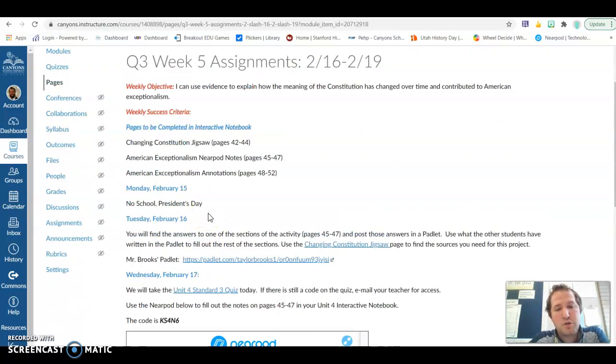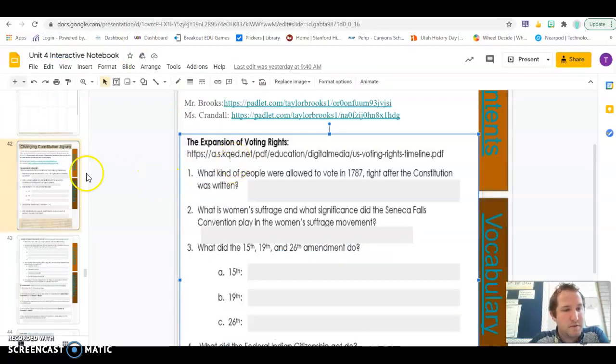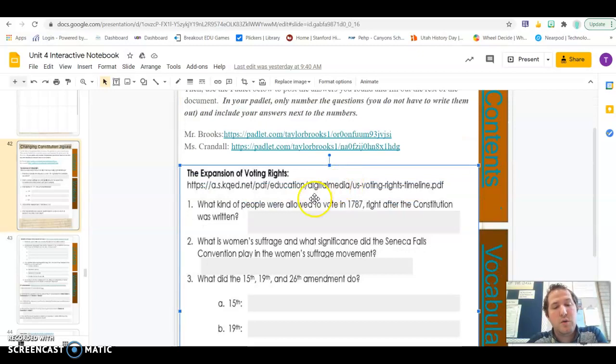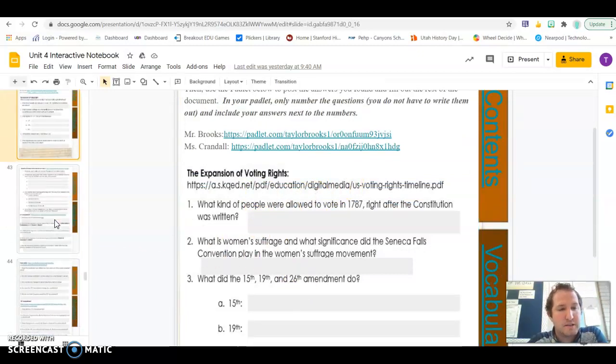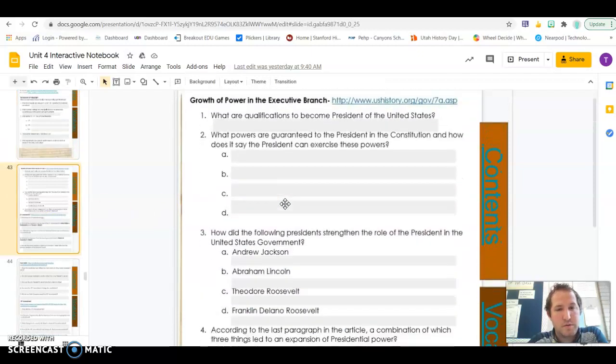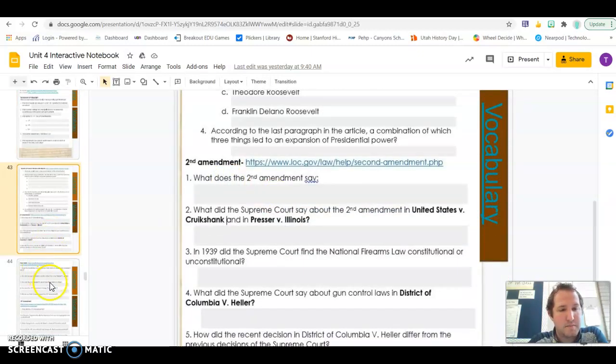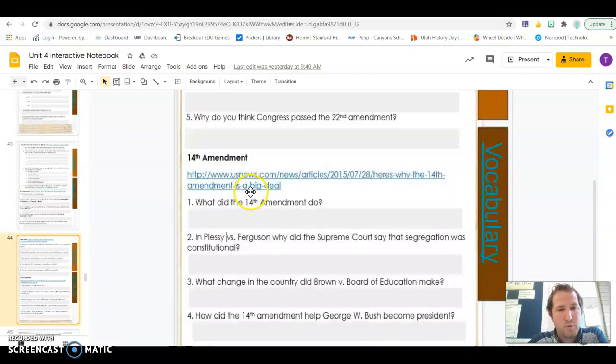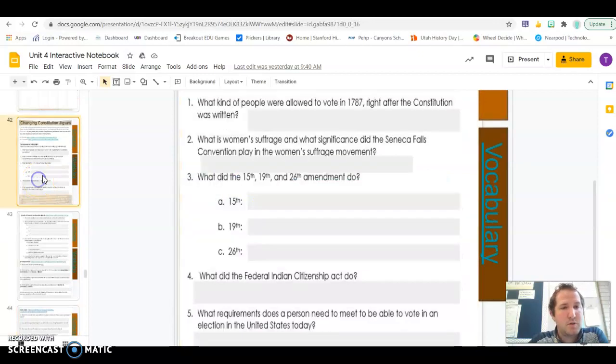Starting on Tuesday, we're going to be starting on page 42 in our interactive notebook. It should look like this, a Changing Constitution jigsaw right across the top there. You're going to choose one of these sections: expansion of voting rights, growth in power of the executive branch, Second Amendment, term limits, or the 14th Amendment. And you're going to research one of these topics.